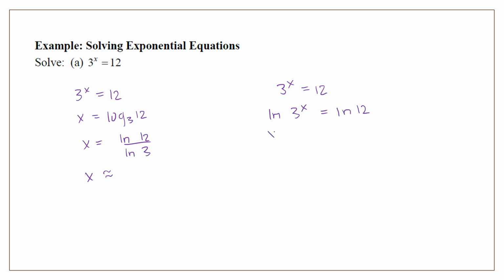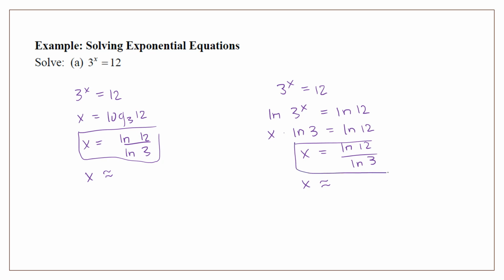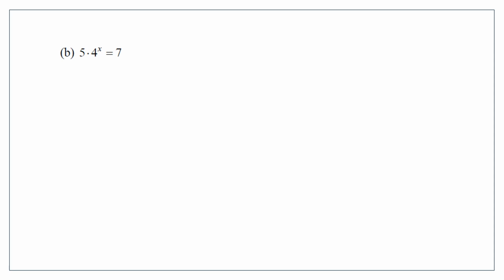We can then move our power to the front and then divide both sides by the natural log of 3, which we can then substitute into our calculator to get an approximated value. But this allows us to find the expression that represents x. All right. Both methods work in solving exponential equations. So let's do a similar one.